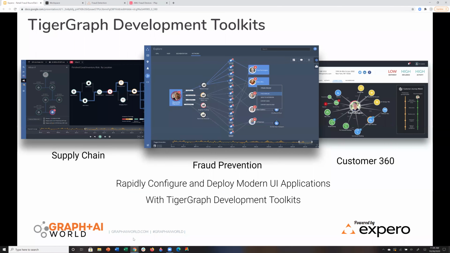So we're really excited to be working together at Expero on these visualization toolkits. Next slide, please. So why is this necessary? We're all spoiled by Google and having a 200 millisecond response time on search. And so that's kind of where expectations are.